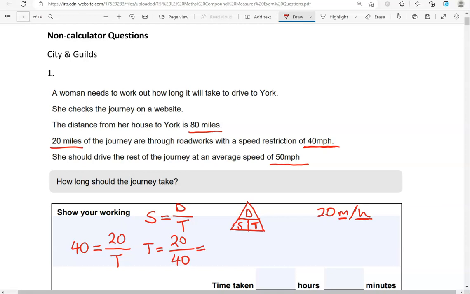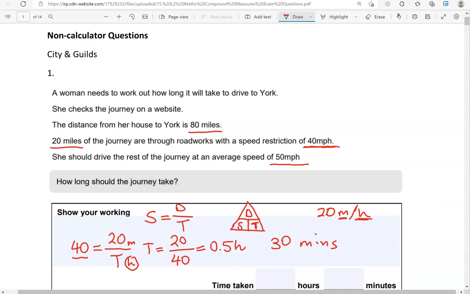Now 20 is half of 40, so this is 0.5. 0.5 hours, because we've input 40 miles per hour. So 20 miles and time will be in hours. That's why 0.5 hours, which is 30 minutes. That's for the first part of the journey. What about the second part?